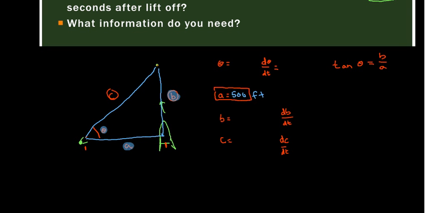Alrighty. I can simplify this a little bit. Tangent of theta is equal to B, which does change, so that one has to stay a variable, but A does not change, so I can plug that in right now. It's going to be B over 500. And that is what we want to take the derivative of. This one is a little bit more complicated. B, we can actually find an equation for B.